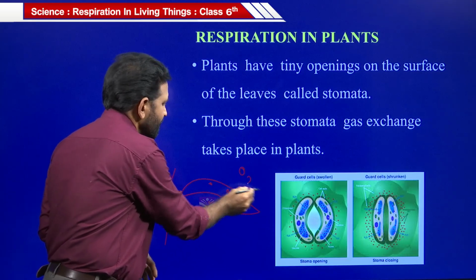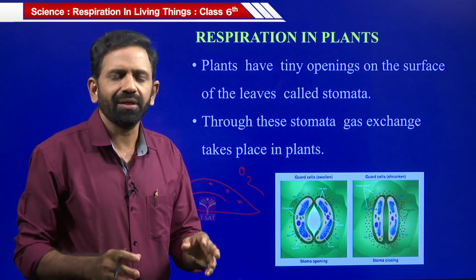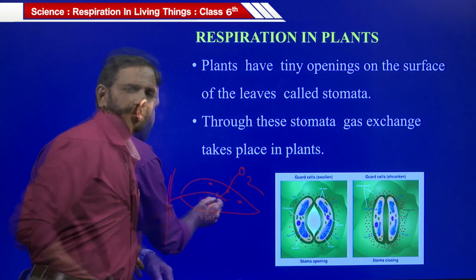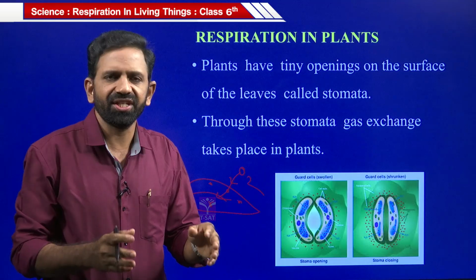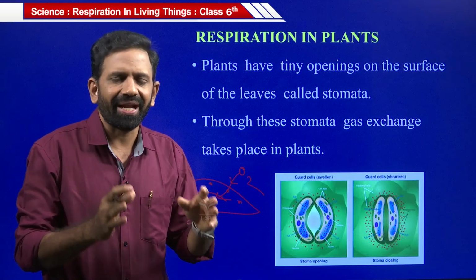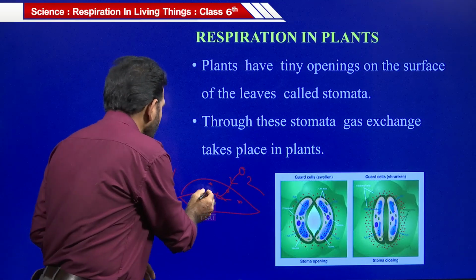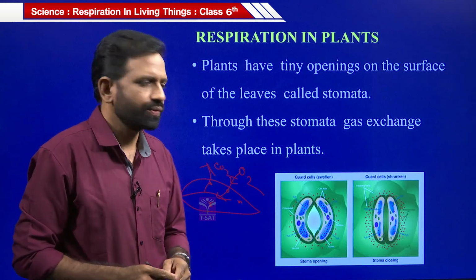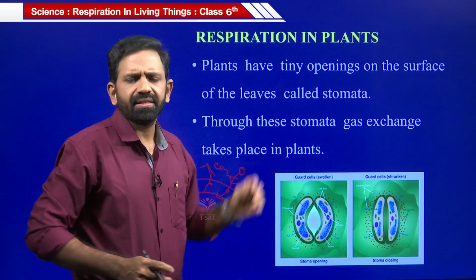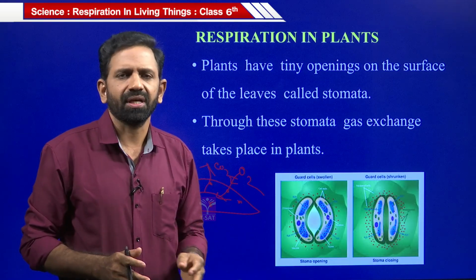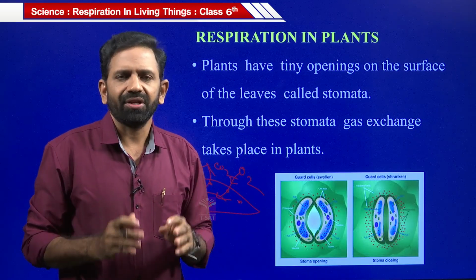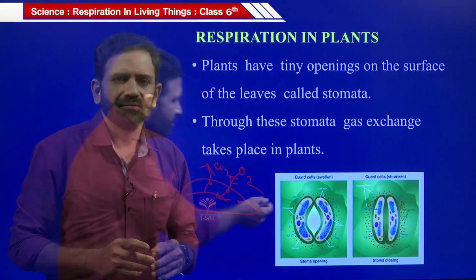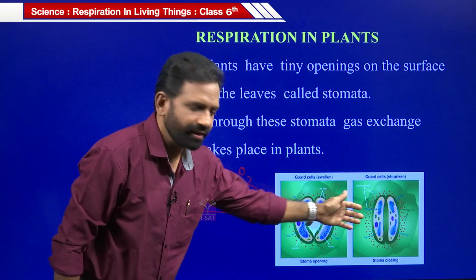So oxygen which is present in the atmosphere enters the leaves through these stomata, and the carbon dioxide which is produced by the plants also moves to the outside through these stomata. So all plants have minute openings on the surface of the leaf. They are called stomata. With the help of stomata, plants respire. Look at this picture. These are stomata.